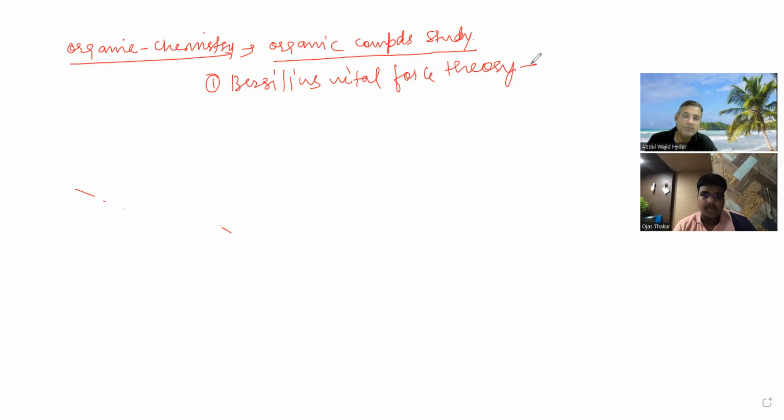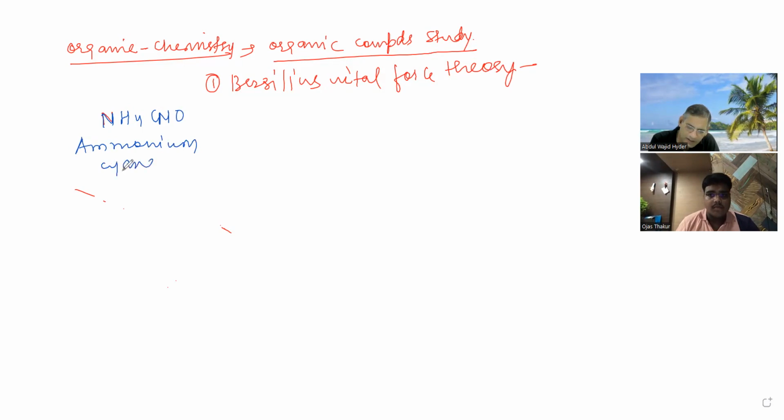Berzelius's student Wohler synthesized urea in the lab, that is carbamide, from ammonium cyanate. What is ammonium cyanate? NH4CNO. This is ammonium cyanate. What is it? It is an inorganic compound.